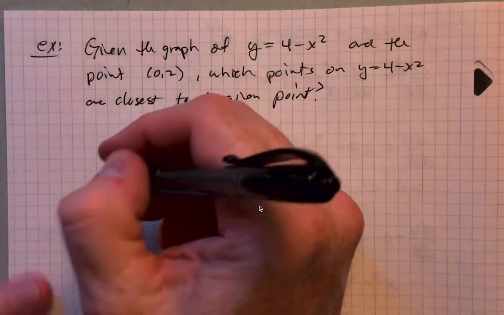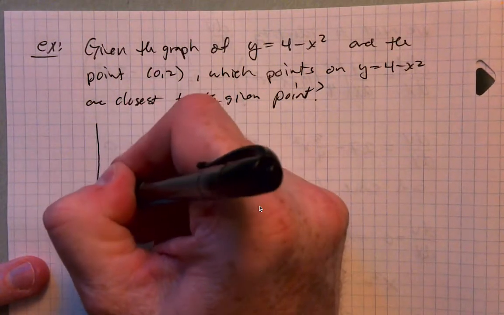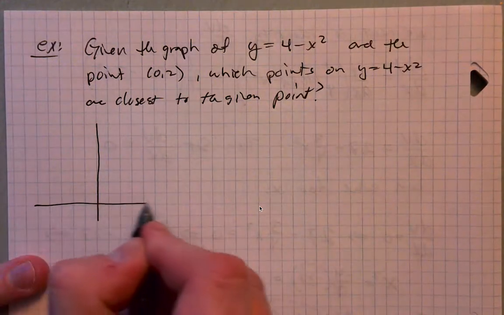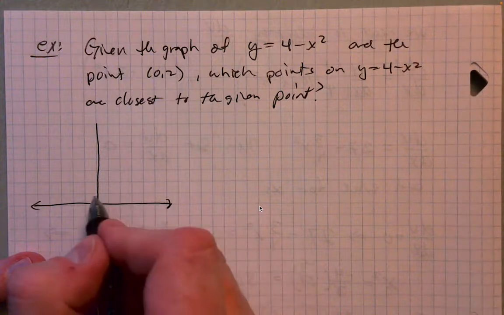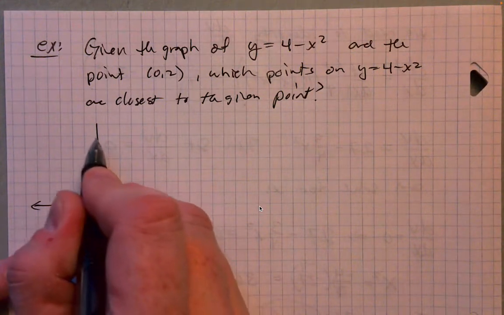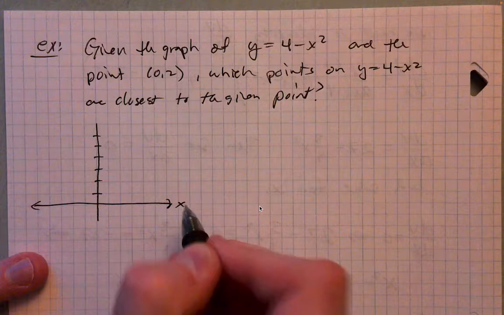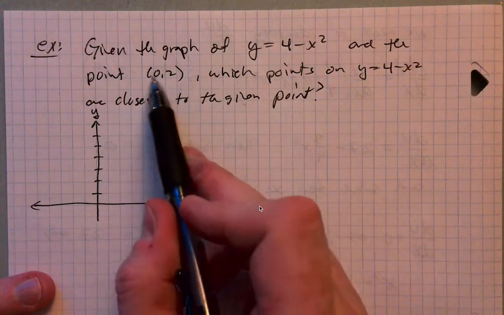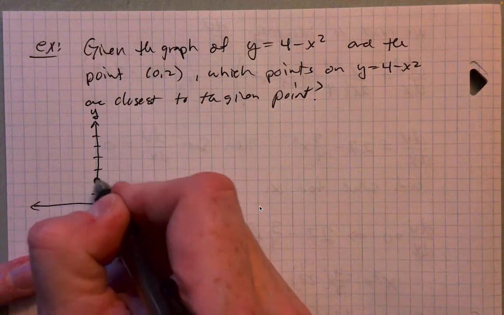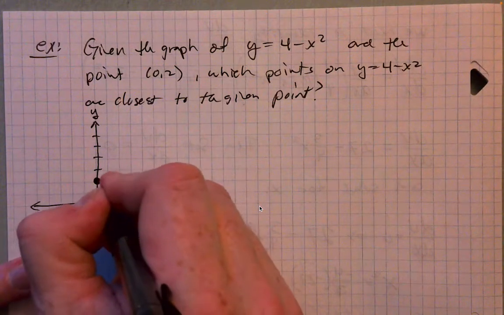Okay, so let's draw a picture here. This picture won't be perfect, but it won't be too bad. So, okay, this is obviously the x-axis and the y-axis. Now the given point is 0, 2, so that's right here. Okay, so that's 0, 2.